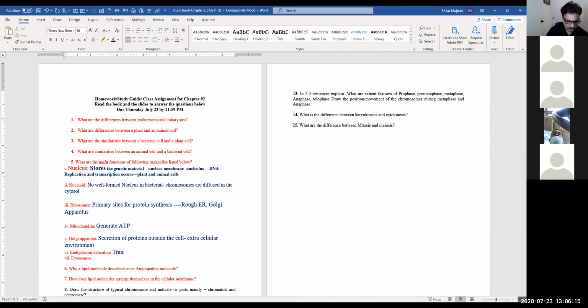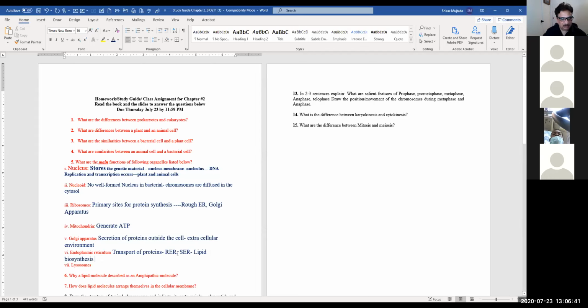Endoplasmic reticulum helps in transport of proteins, and those are called rough ER. The other kind of ER is smooth ER, which helps in lipid biosynthesis. Now the question comes, why does our endoplasmic reticulum become rough? It's rough because these rough ERs contain ribosomes on their surface. So the presence of ribosomes on the endoplasmic reticulum makes small blob-like structures on their membrane, and that makes them rough. And they are mainly responsible for protein transport.